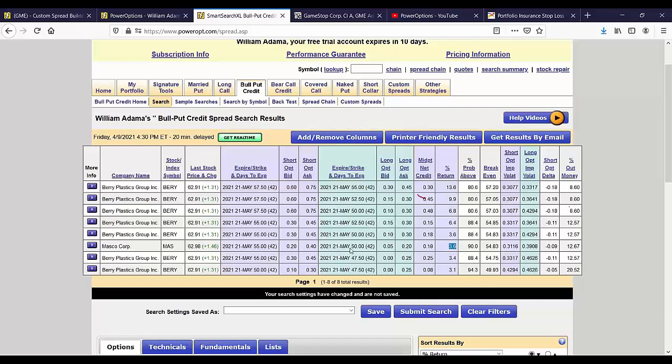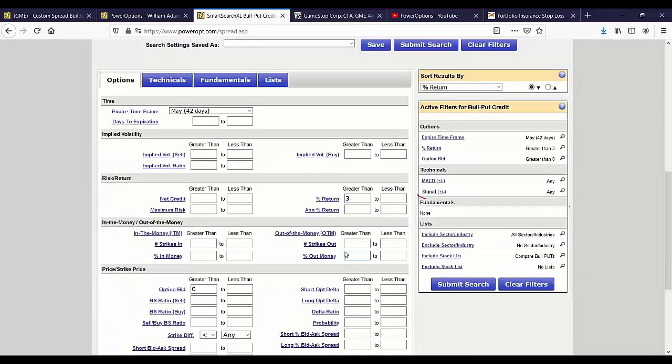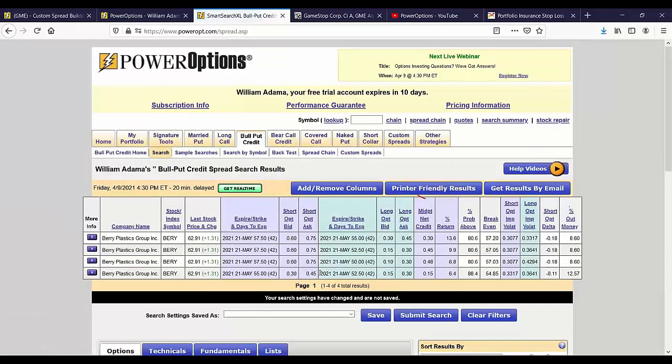MAS only offers 5-point spreads. That's why we don't see as many in this case. But they're both at 3.6%, both at an 18-cent net credit at midpoint. I could see other ones. Let me go lower here. Let's just go 5% out of the money, but go for a 5% return. Let's see if we can get the 60s and the 65s in there.